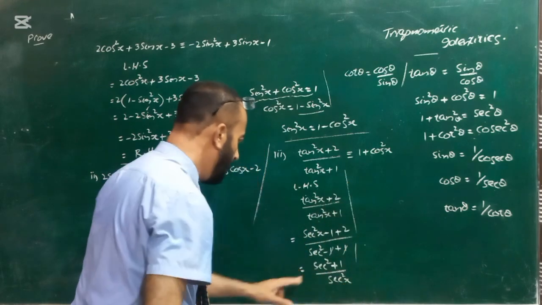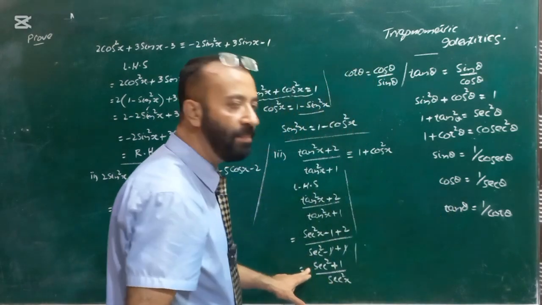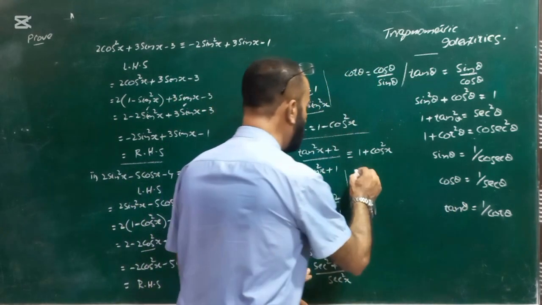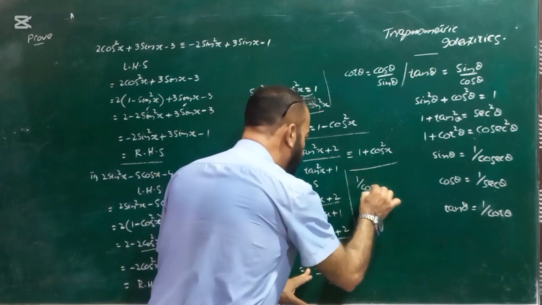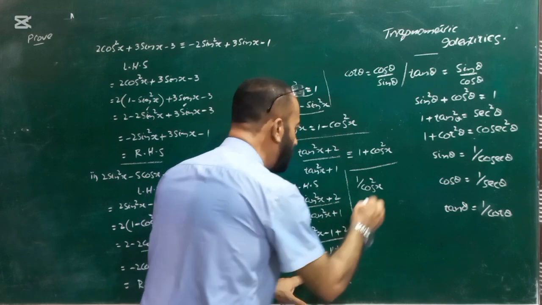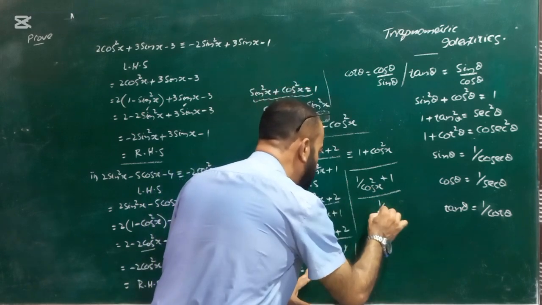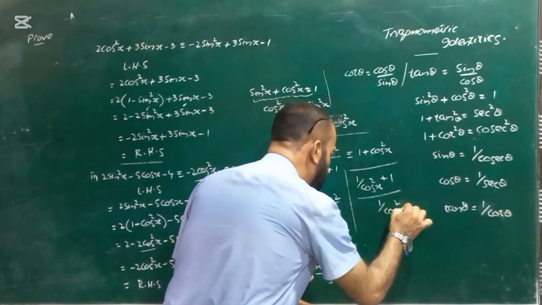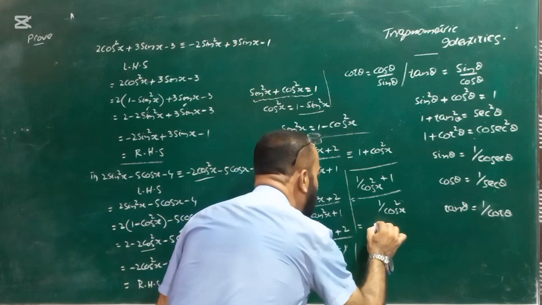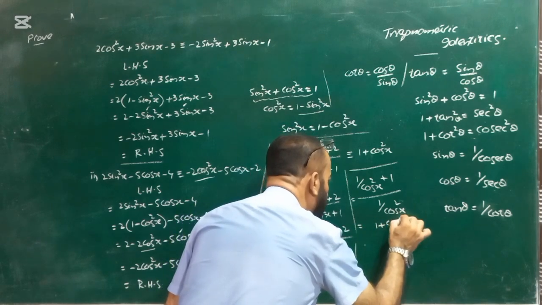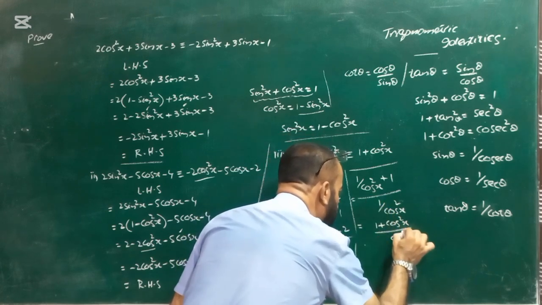Okay, look now, because secant square x is the reciprocal of cos square x, so secant will be the reciprocal of cos. So look now, we are putting 1 over cos square x. This plus 1 will remain as it is. In the denominator, 1 over cos square x. So take the LCM in the numerator. The numerator will be 1 plus cos square x. This cos square x will be the LCM.